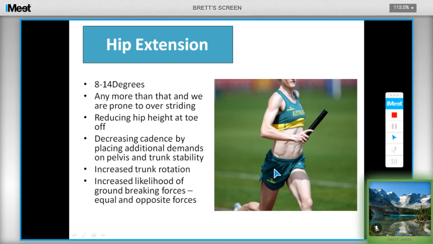This causes increased trunk rotation, as you can see here, and the abdominals are having to work really strongly to try and counter those rotations. We can see the tension that's built through the abdominals here in this example, and that obviously detracts from your energy availability for other aspects of the running gait. So really, by simply correcting overextension of the hip, we improve our running efficiency and we're less likely to cause ground braking forces on the opposite limb.